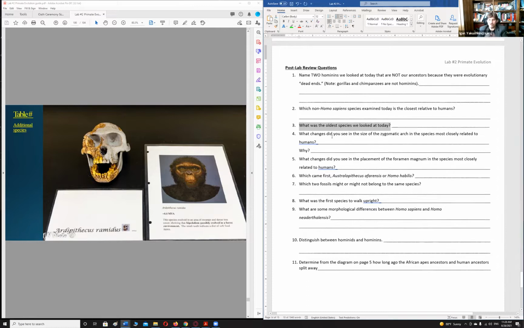What changes do you see in the size of the zygomatic arch in the species most closely related to humans? It's decreasing in size drastically because we are reducing the muscles, right?